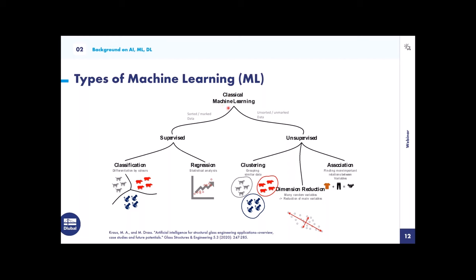So let's start with machine learning, which is the older family of AI methods. Machine learning would be distinguished into two main categories of algorithms. And the distinguishing factor of the algorithms is the data you have. Depending on the nature of the data, they would be called supervised machine learning algorithms or unsupervised.